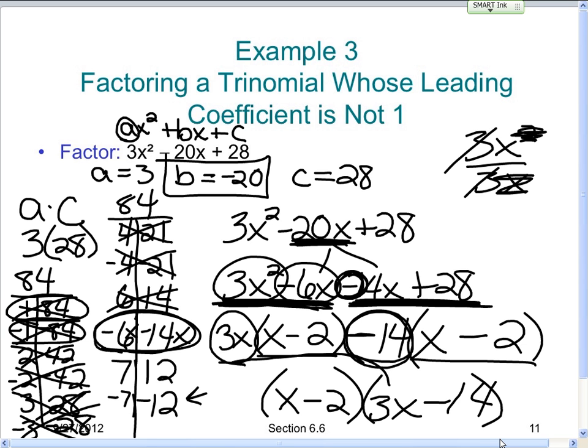And you're like, how is this faster? Well, trust me, you could guess and check your way into infinity and still not get the correct answer. So even though this is a lot of work, it is still usually going to be faster than the box method for factoring, unless you happen to be a good guesser, if you have a coefficient of 3 or 4 or 5 or 6. If that coefficient is anything other than 1, you're going to want to use the AC method. So the answer is x minus 2 times 3x minus 14.